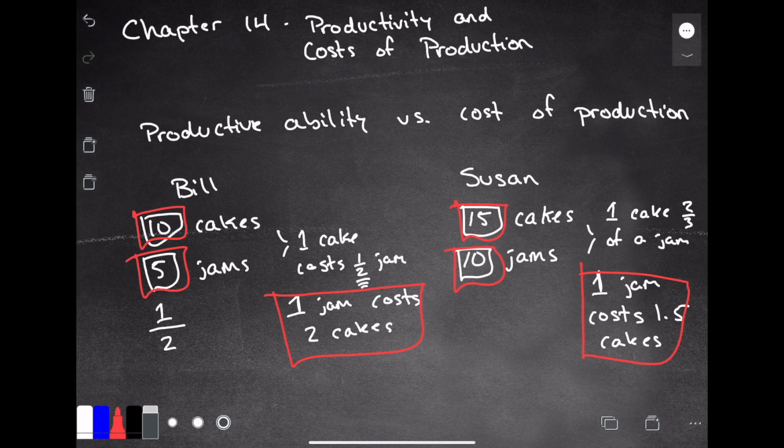Likewise, even though Bill is not as productive at producing cakes as Susan, he is still the least cost producer of cakes. Every cake costs him 1/2 of a jam, whereas it costs Susan 2/3 of a jam. So in other words, Bill gives up fewer jams to produce cake than Susan does. And so what I want you to notice is that because of how math works, it is impossible for anyone to be the least cost producer in everything. In fact, everyone is the least cost producer of something.